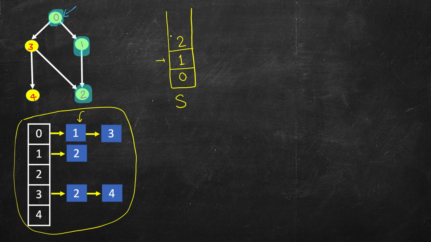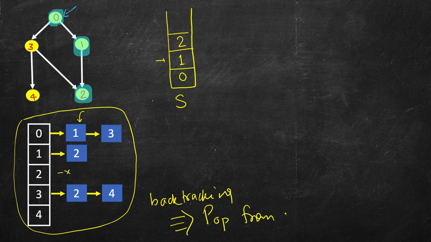Now you see what is at the top of the stack. It's 2. So what are the neighbors of 2? There are no neighbors of 2. So you pop it out. This popping would be equivalent to backtracking. Pop from stack. So we backtrack. So we pop it out from the stack. So let's get rid of 2.